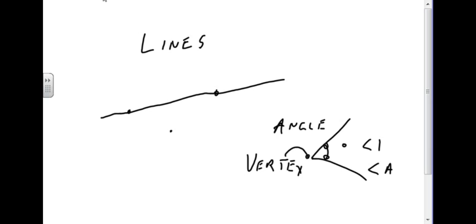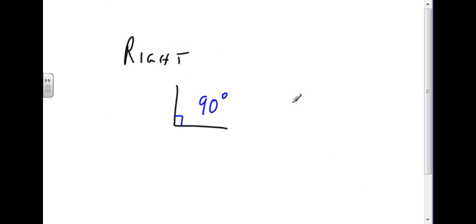Angles can be right angles. So now I got a right angle. I know when we put a thing like that, it says it's 90 degrees. So I got a right angle that's 90 degrees.